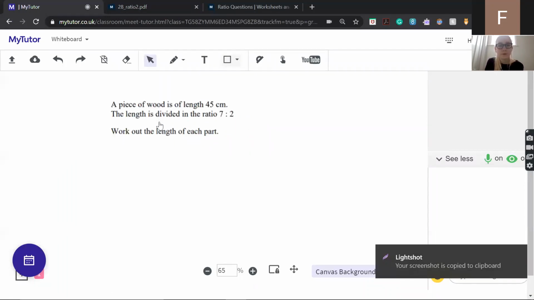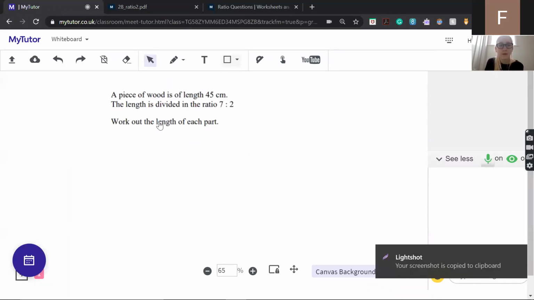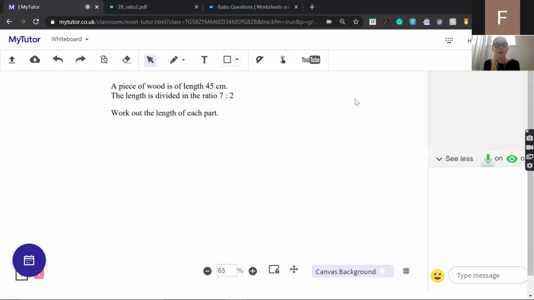So this is a classic kind of word question. A piece of wood is of length 45 centimetres. The length is divided into the ratio 7 to 2. So for every 7 centimetres on this side, there's 2 centimetres on this side. So we want to work out the length of each part. I'll do this first one with a diagram and then I'll go away from the diagram.